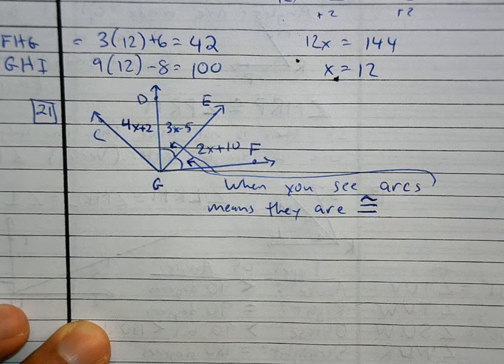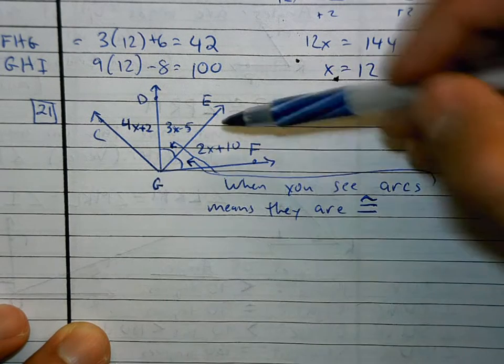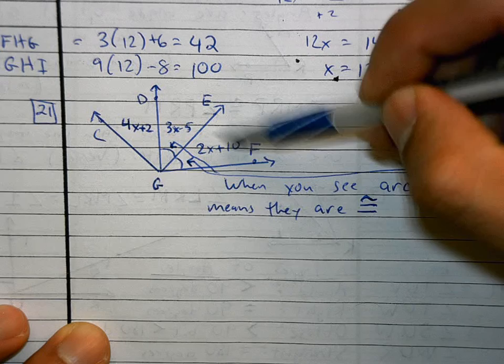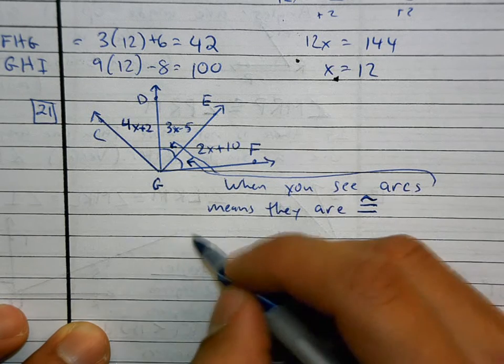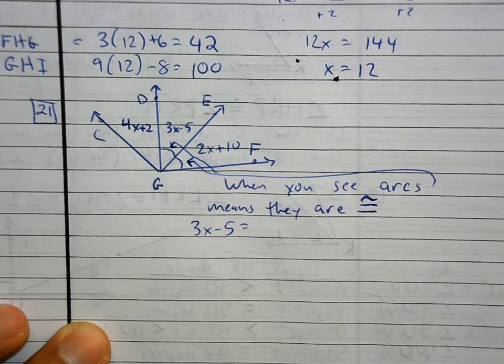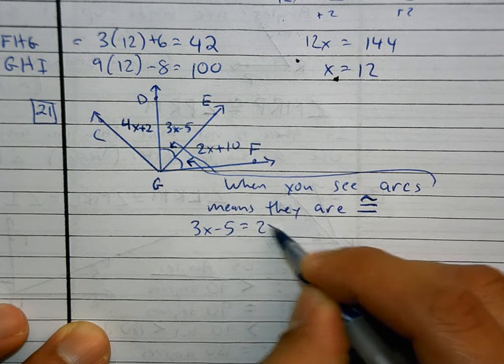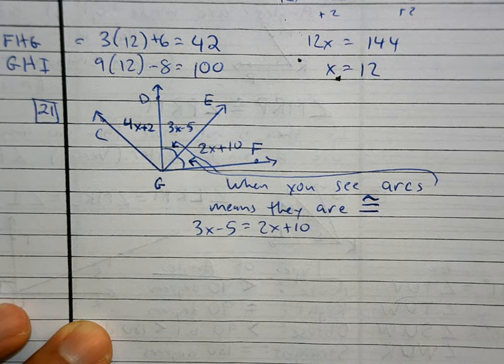Okay? So when I'm doing this problem, the very first thing I see is there's an arc here, which means these two angles are congruent to each other. They're the same size. So the very first thing I set up is 3x minus 5 is the same as, which other one? 2x plus 10. So when you're attacking 21, that's the first thing that should jump out at you. And you're using that same picture for 21, 22, and 23.